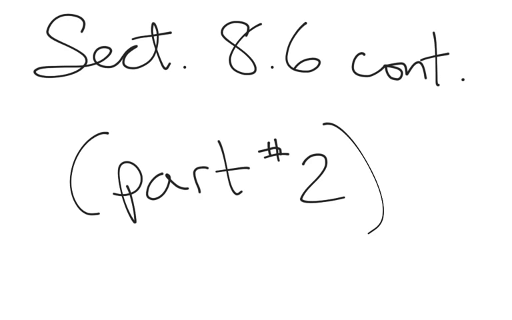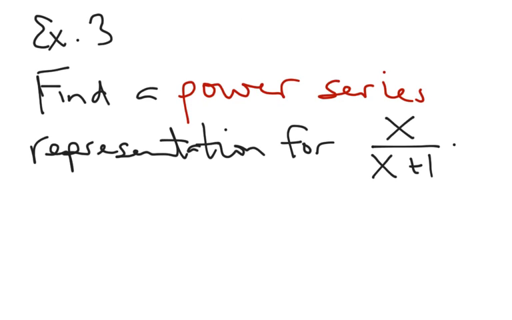All right, welcome back to section 8.6 continued. This is part 2. We just finished off with example number 2, so let's get on to example number 3. We want to find a power series representation for the ratio x over the quantity x plus 1.